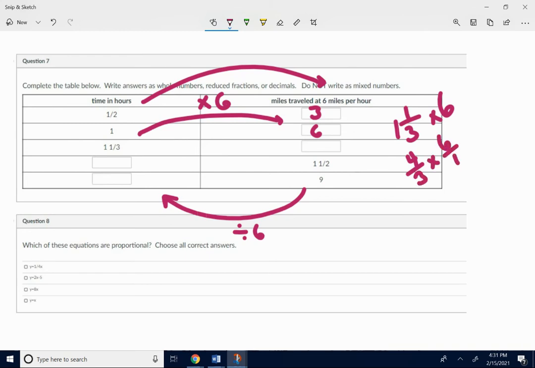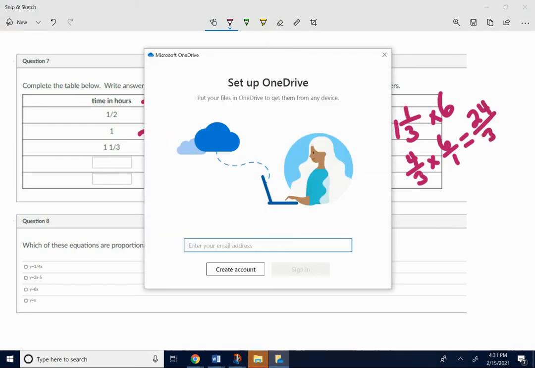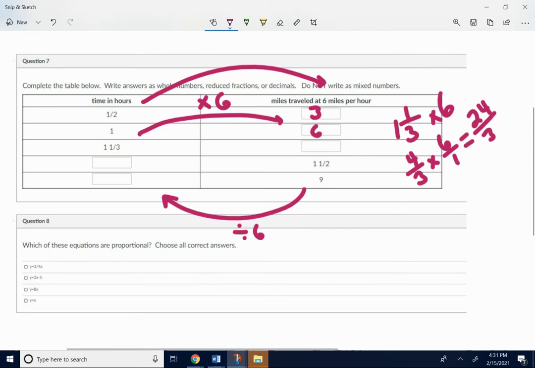Okay, change 6 to a fraction as well. Okay, you could do some reducing right there, or you could just multiply the tops, multiply the bottoms. You get 24 over 3. Okay, and 24 divided by 3 is 8. That's hard to read, sorry, but that's supposed to be an 8.